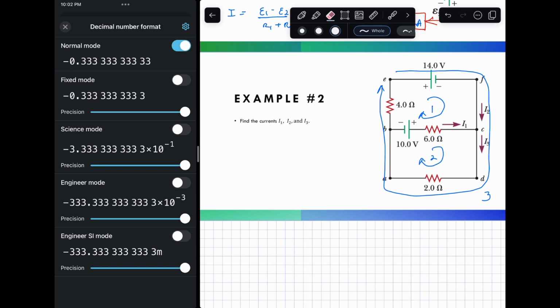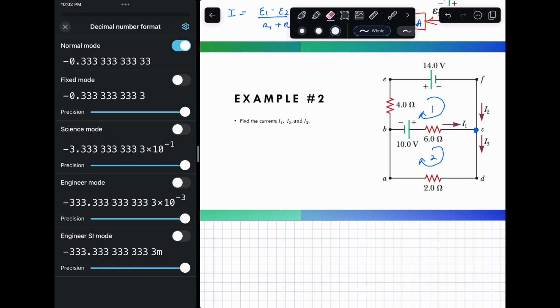So in this case, what I'm going to do is use 2 KVLs for loop number 1 and loop number 2. And then I'm just going to use a KCL at this given point, so as to find the 3 equations.